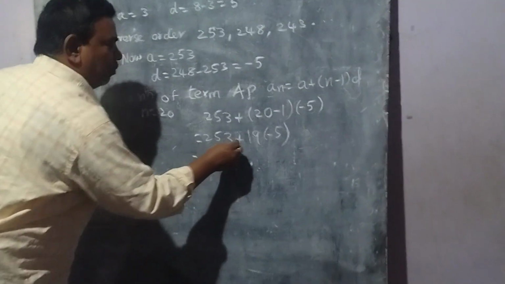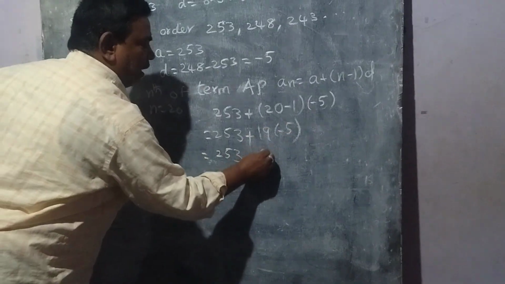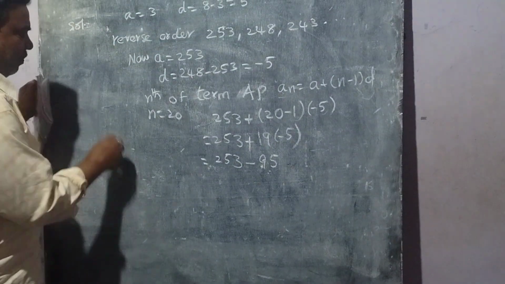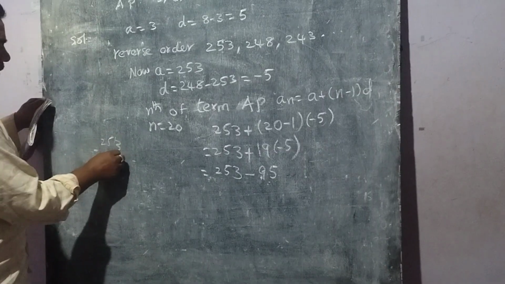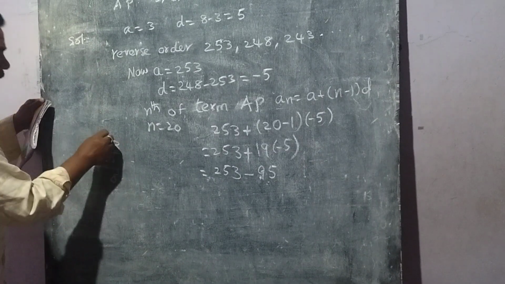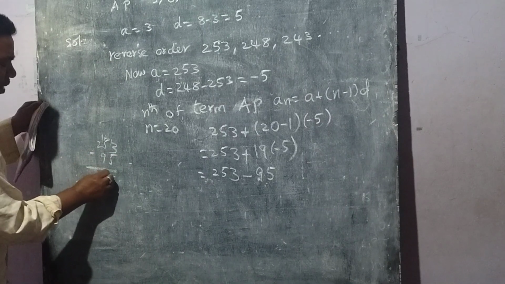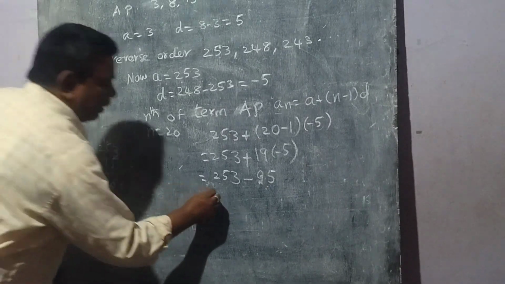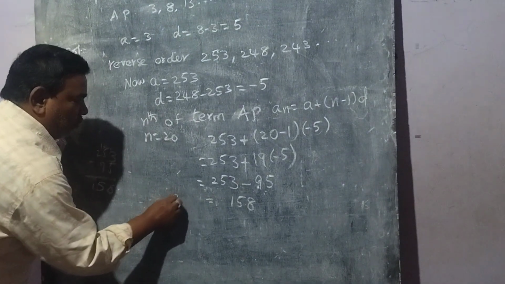253, then plus into minus is minus 95. So simply subtract 253 minus 95. 13 minus 5 equals 8. Here 4 is there, borrow 1. 14 minus 9 equals 5. Then 1. That equals 158, your a_20 value.